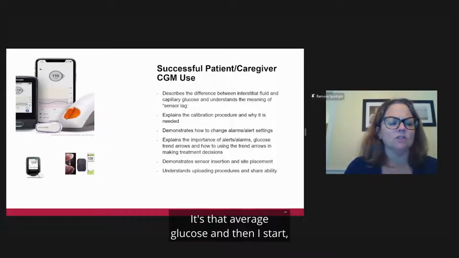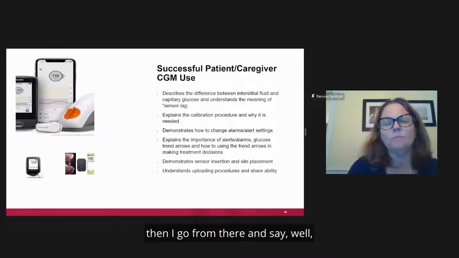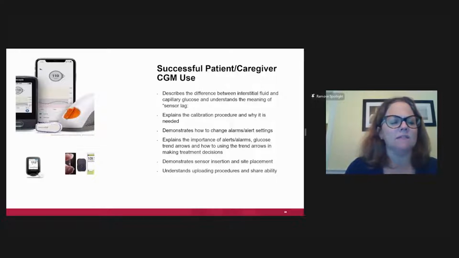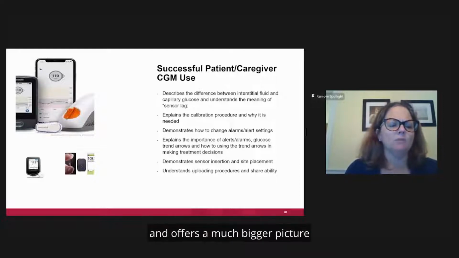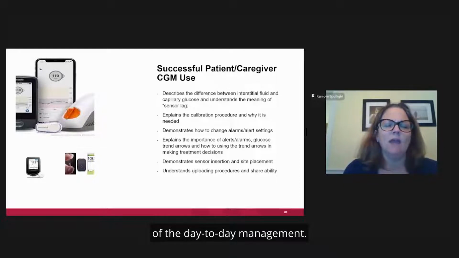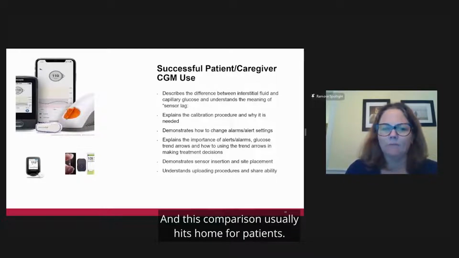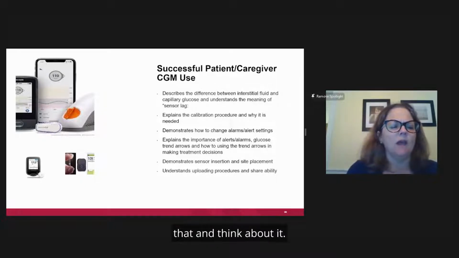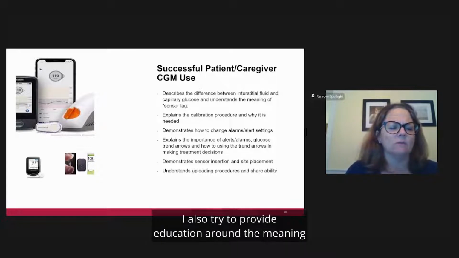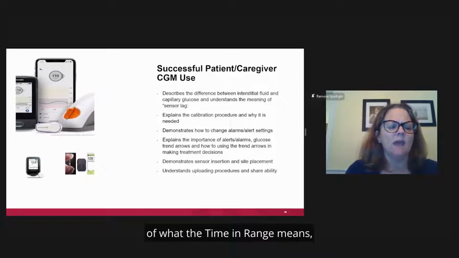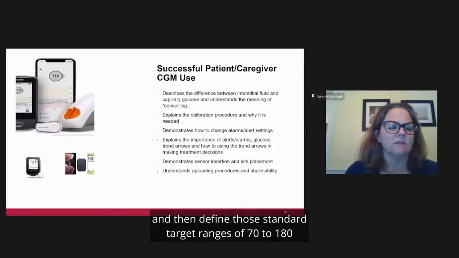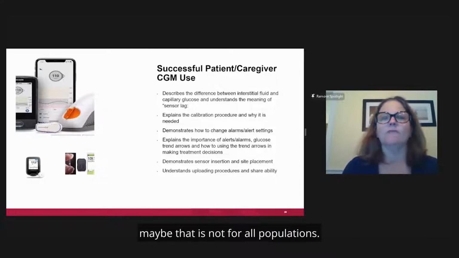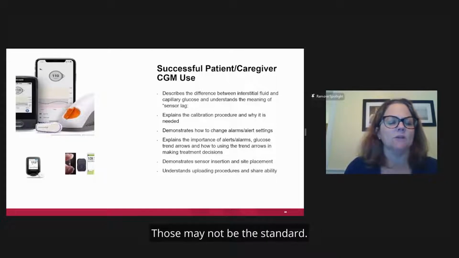It's that average glucose, and then I go from there and say, well, time in range is more about how you get that day-to-day variability. It offers a much bigger picture of the day-to-day management. And this comparison usually hits home for patients. They can usually start to identify that and think about it. I also try to provide education around the meaning of time in range, and then define those standard target ranges of 70 to 180 when appropriate, because as we know, maybe that is not the standard for all populations.